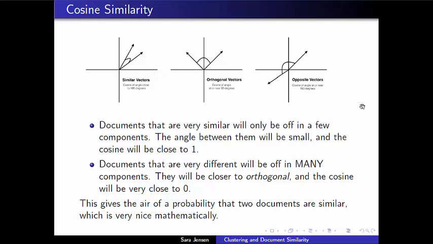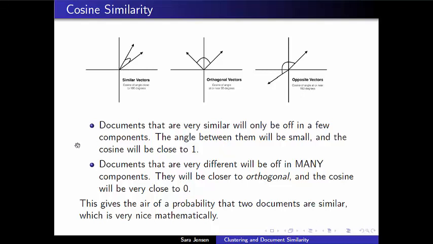So we want to think about the fact that documents that are very similar are only going to differ in a couple of components. They may have slightly different lengths based on proportions, but we've taken care of that by using unit vectors, and they might just be off by a couple of words. And so that will lead us into this case where we have these two vectors that are very close together and the angle between them is very small.